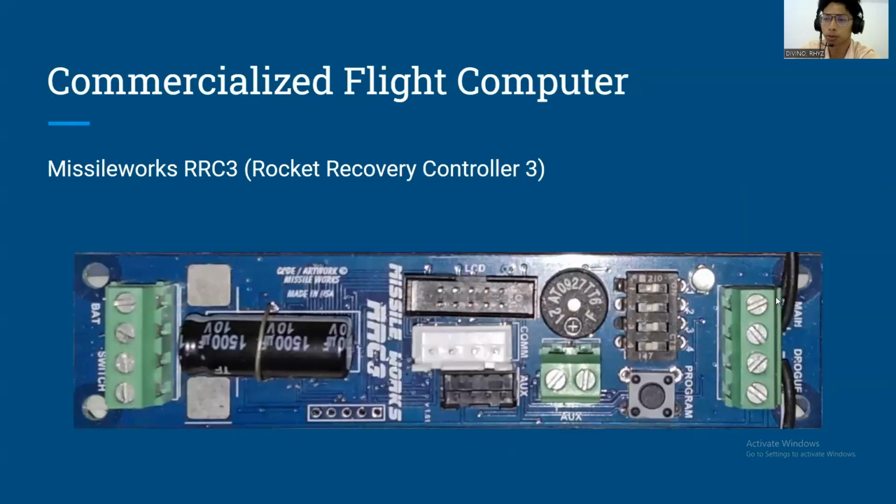The commercial flight computer we use to compare with is the Missile Works RRC-3 Rocket Recovery Control 3. This also contains a barometric pressure altimeter and has a dual ejection system and an extra auxiliary for a multi-stage ignition system. It has 4 megabytes of flash memory to save the flight data.